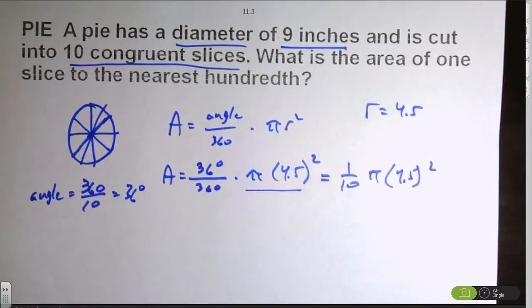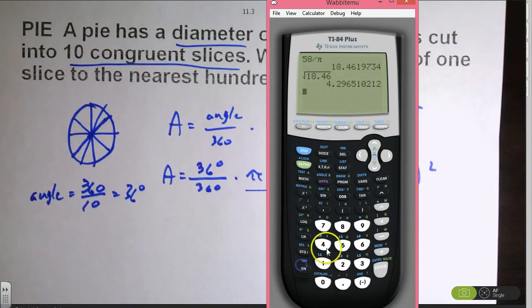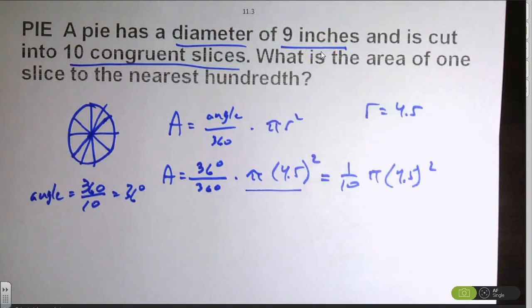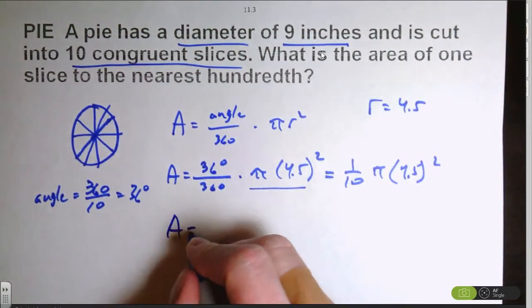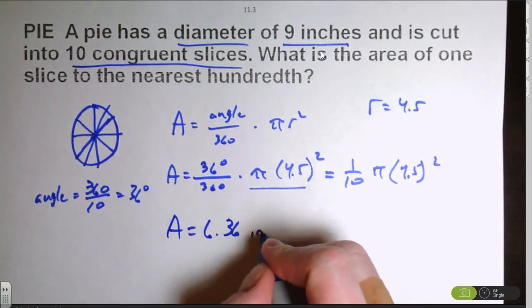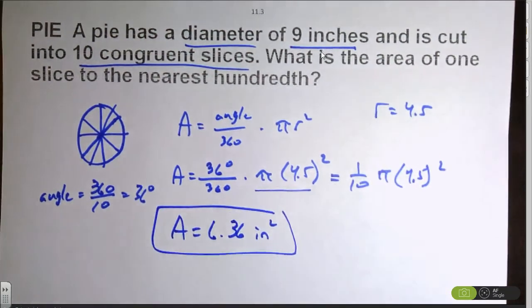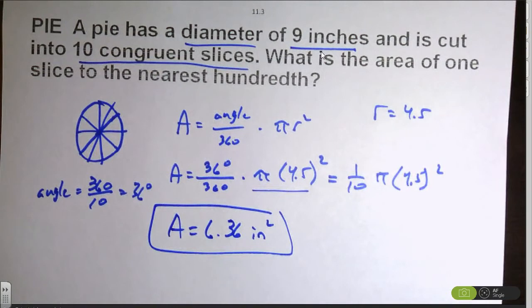In fact, that's how I would do it on the calculator, but I wouldn't even mess with 1/10. I would just do 4.5 squared times pi, or pi times 4.5 squared, doesn't really matter, and then divide it by 10, which is 6.36. It did say nearest hundredth, so yeah, 6.36 square inches.